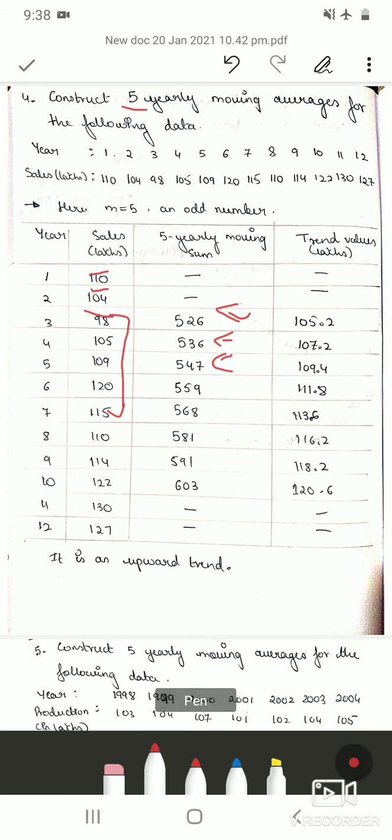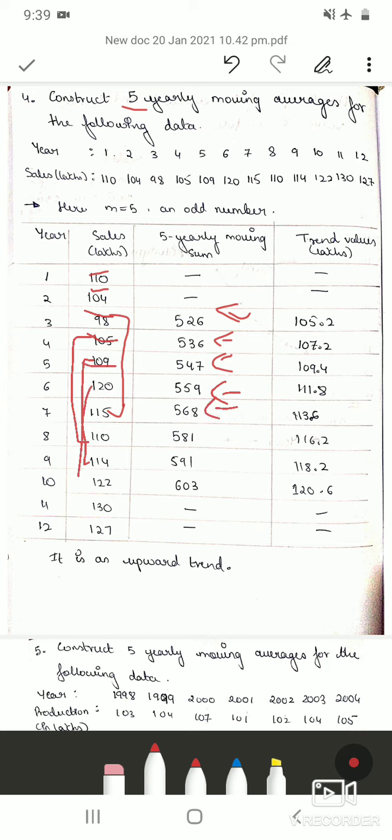So for the next, exclude 98 and add the next 5 values, which is 105 plus 109, 120, 115 plus 110, which is 559. Exclude 105 and add the next 5, which is 109 plus 120 plus 115 plus 110 plus 114, which is 568.